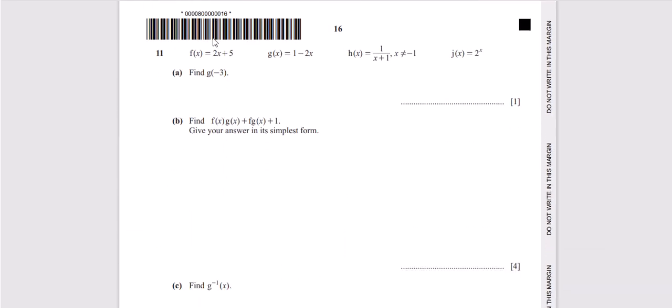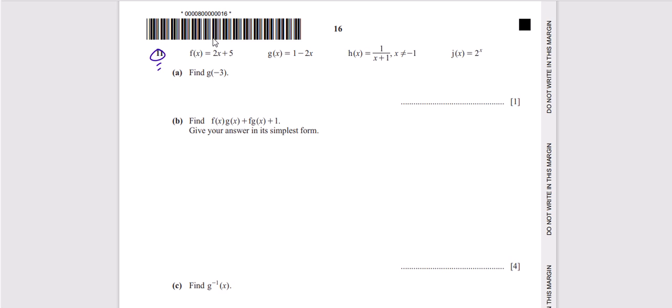Question number 11. f of x is equal to 2x plus 5. g of x is equal to 1 minus x. h of x is equal to 1 over x plus 1, and x does not equal minus 1. And j of x is equal to 2 raised to the power x.